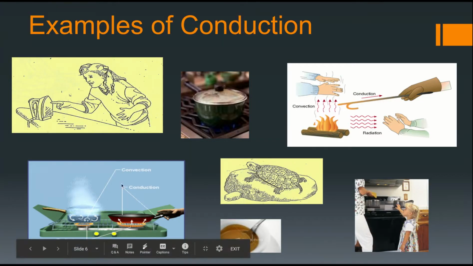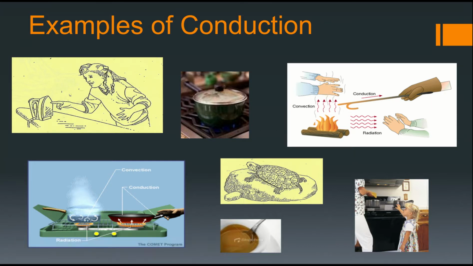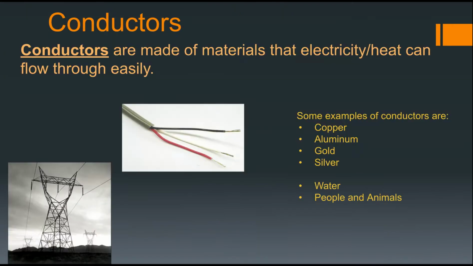Here we have conduction with another pan on the stove. The turtle is getting warm because the rock is warm. The turtle and the rock are solids. Here on the corner, we have another person trying to touch the stove and dad saying no, because that is conduction. We have a spoon in a coffee cup. The spoon is getting warm by conduction.